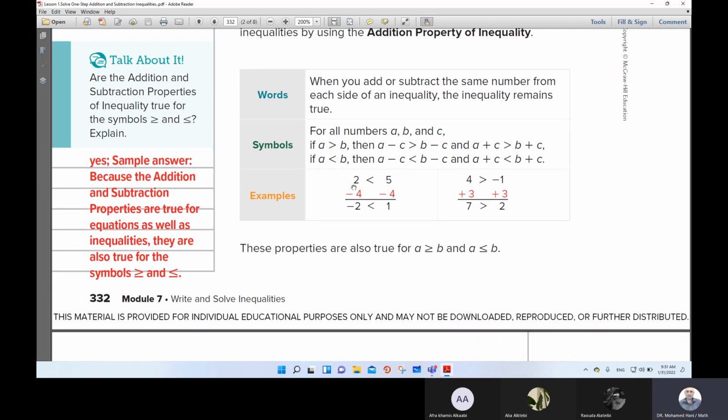For example, suppose you have 2 less than 5. If you subtract the same number from the two sides, 2 minus 4 and 5 minus 4, 2 minus 4 will be -2 and 5 minus 4 will be 1. -2 less than 1. This is true, the same sign as you see. And if you have the example 4 greater than -1 and you add the same number to the two sides, 4 plus 3 will be 7 and -1 plus 3 will be 2. So 7 greater than 2. These properties are also true for a greater than or equal to b, and a less than or equal to b.